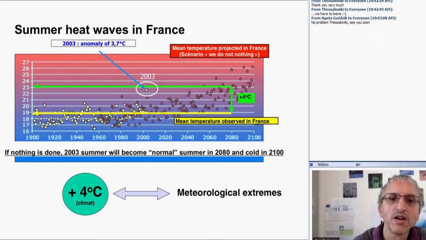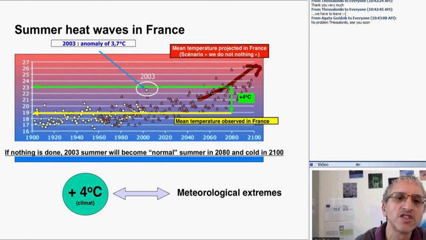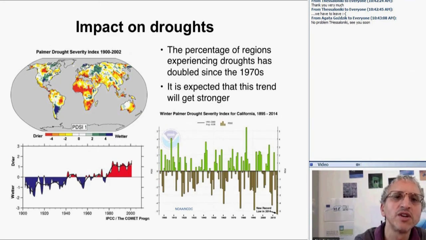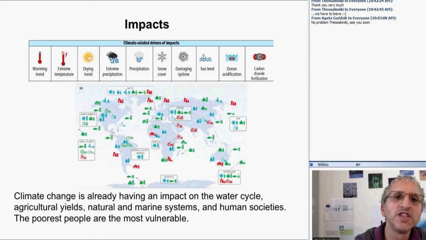And if you consider the future, which is the red dot here, temperature will be increasing. So it simply means that this exceptional summer in 2003 will become normal in 2080 in France. It will be a sort of normal summer. Normal summer will be a sort of heat wave summer. By 2100, this 2003 summer will be a cold summer. So that will have massive impact on what we call meteorological extremes, okay? Heat waves, etc. And it will be also impact on droughts. So I'm gonna finish with a range of impacts, and I'm finishing here. Okay, thank you.